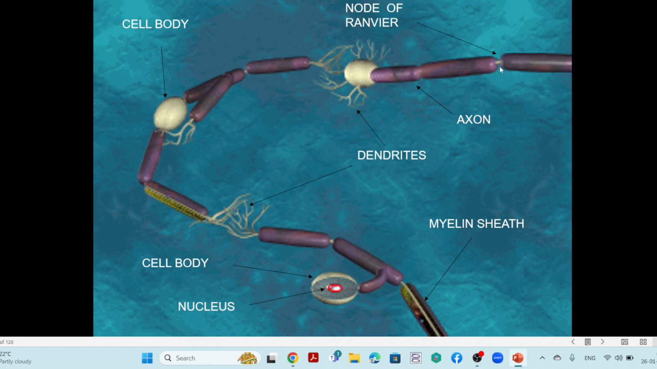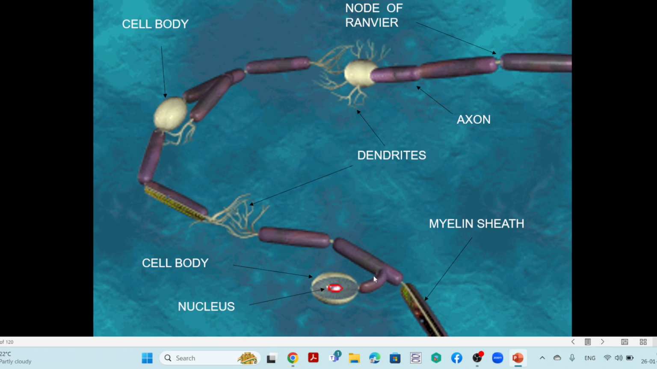See here the constriction, that means a gap in the myelin sheath which covers this axon. So that myelin sheath covering is interrupted, that means there is a break. That portion is called the node of Ranvier, which cuts up the myelin sheath.